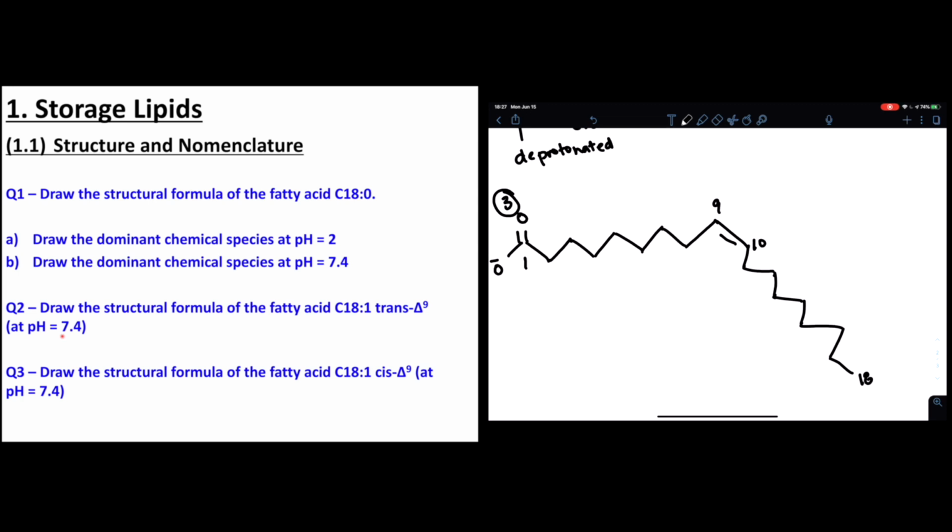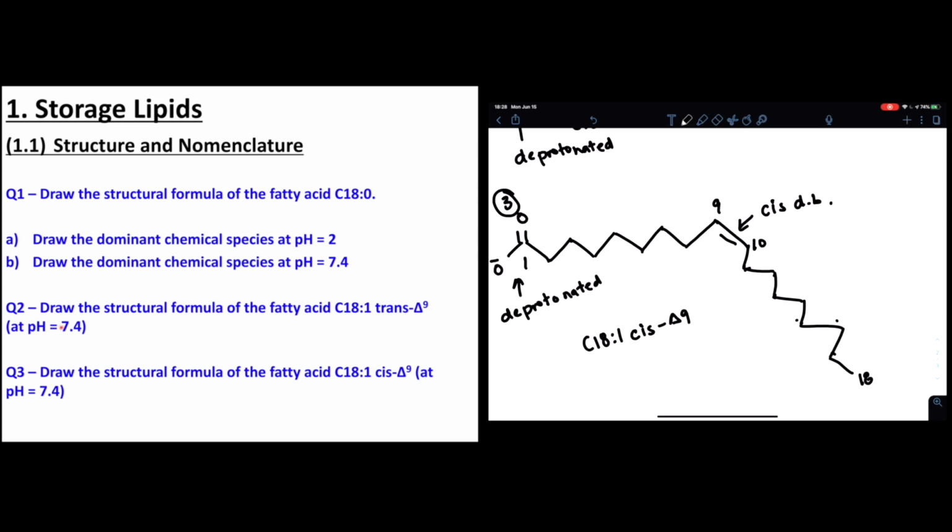I always just double check these. 1, 2, 3, 4, 5, 6, 7, 8, 9, 10, 11, 12, 13, 14, 15, 16, 17. That's right. Okay, so this is a cis double bond. Just abbreviated DB for double bond, because the R groups are coming off of the same side of the plane of the double bond. And this carbon 1 is going to be deprotonated once again because we're at pH 7.4. So this structure I just drew is called C18:1 cis delta 9.